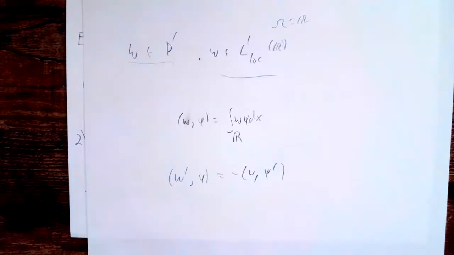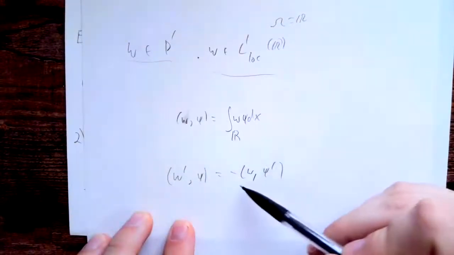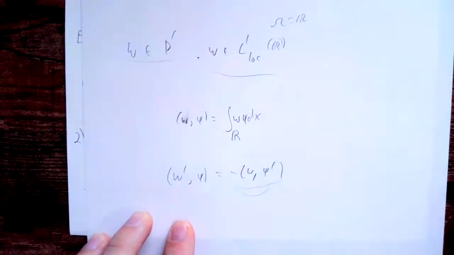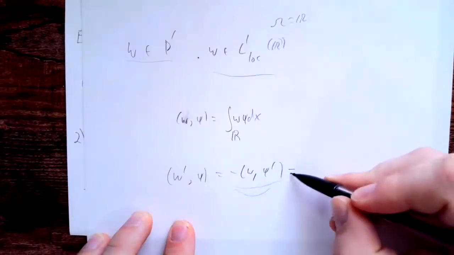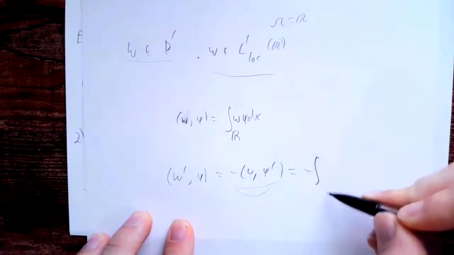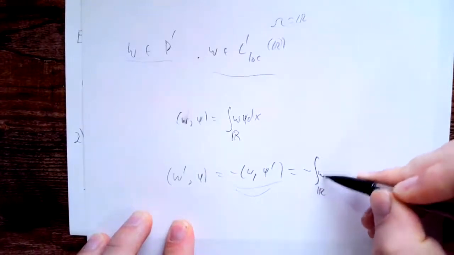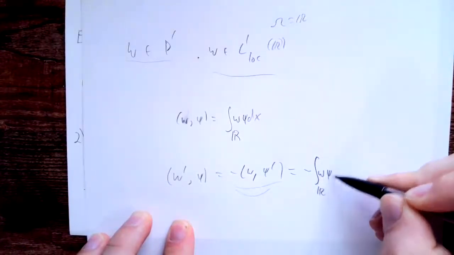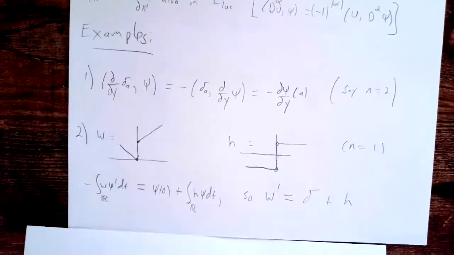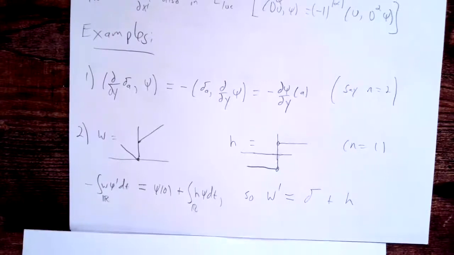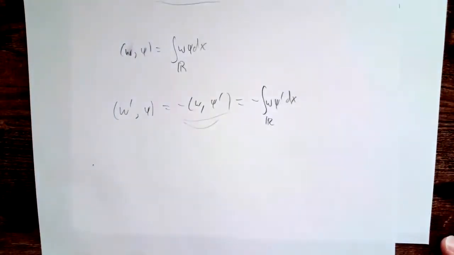But again, W is locally integrable, and this pairing then is equal to the negative of the integral over R of W times psi prime dx. And so that's where I'm starting here. So does that answer the question?